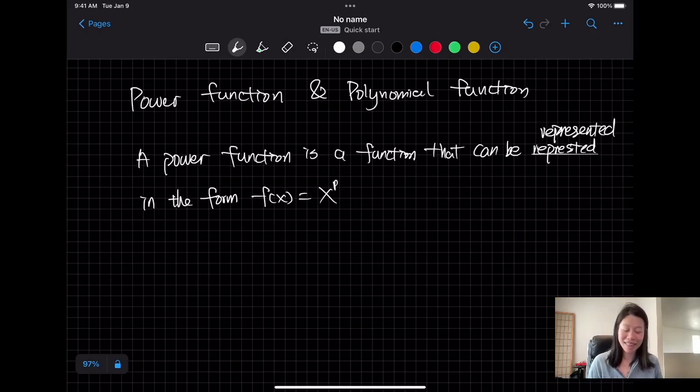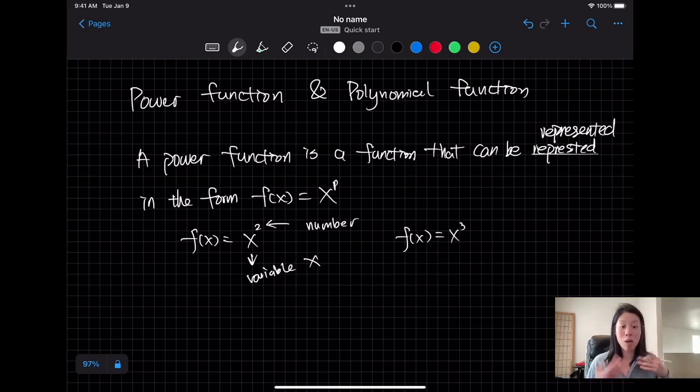Think about that. Yes, it's going to be a quadratic function, right? Because the base is the variable x, and then the exponent is a number. What others? You may think about that. Yes, the cubic function, also a power function. If you think about that, f(x) equals square root of x, also a power function, because square root we can interpret it as x to the 1/2 power. Even our identity function f(x) equals x is also a power function because the exponent equals 1.